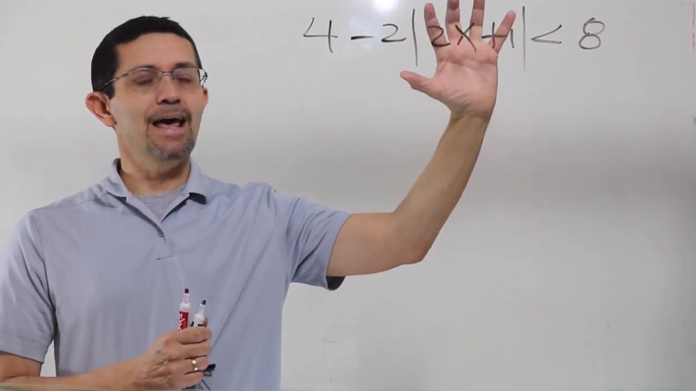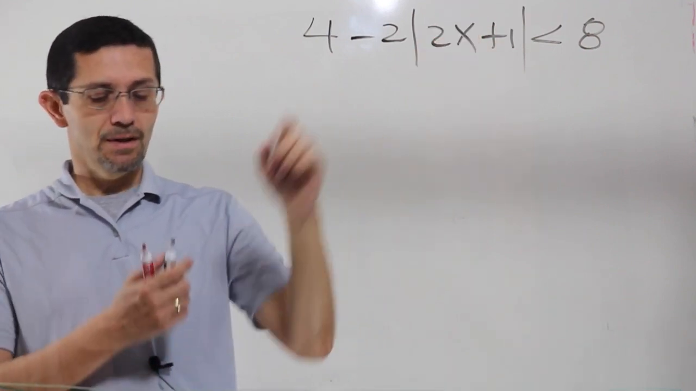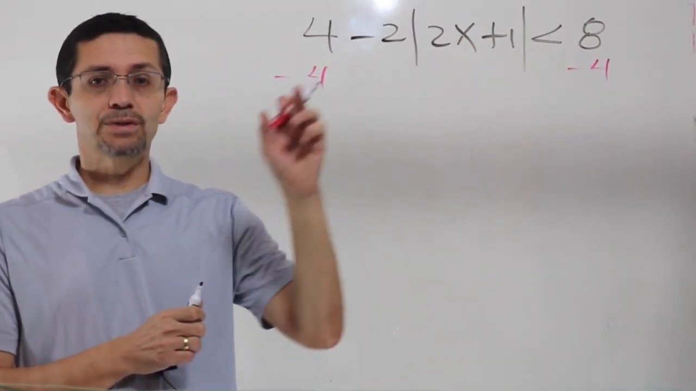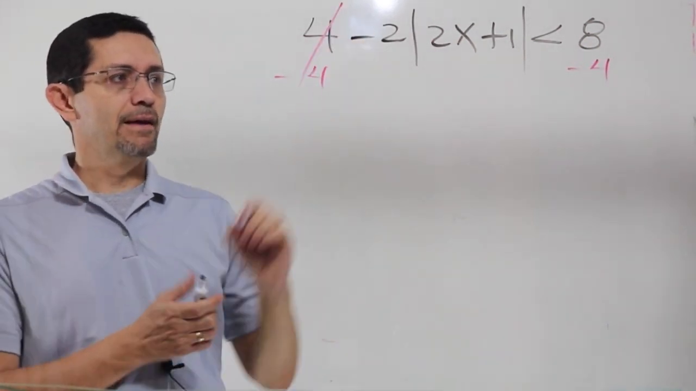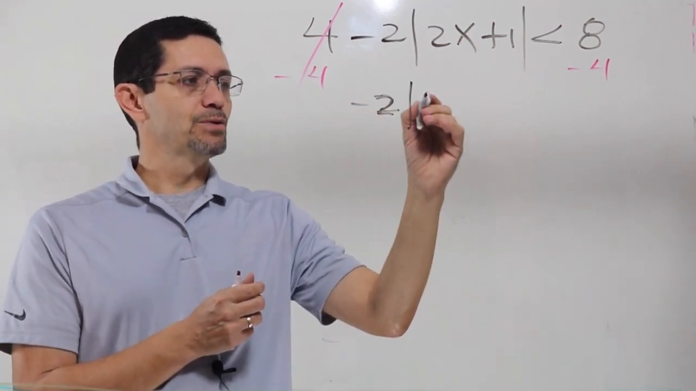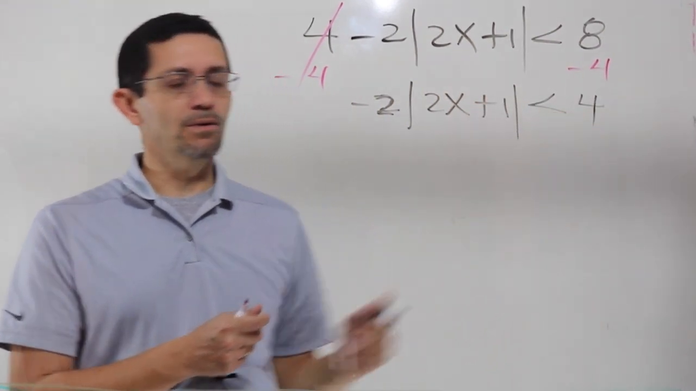Pretend that this is an x, right? We need to leave that by itself. So therefore, cancel this minus 4. Whatever we do on one side, we do on the other side. That cancels, and I have negative 2 absolute of 2x plus 1 less than 4.